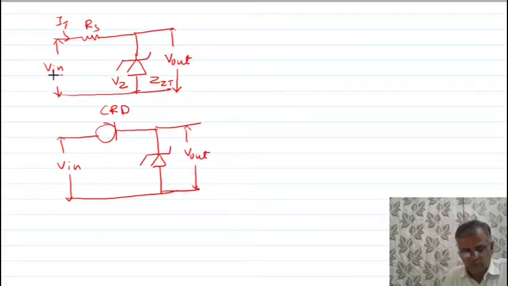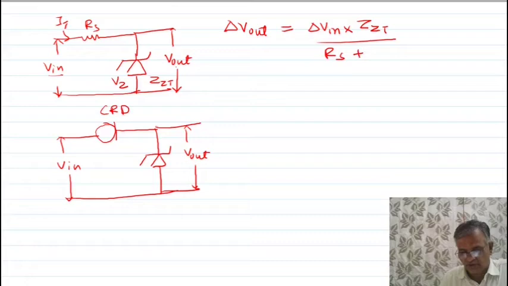Suppose there is a change in the input voltage. If the input voltage changes, then the output voltage changes in this Zener circuit with RS. How much change in V out you get for a change in V in, you can write with the help of this equation. It is nothing but the change in input voltage multiplied by the impedance of the Zener upon the total impedance. You already know the voltage divider equation, right?